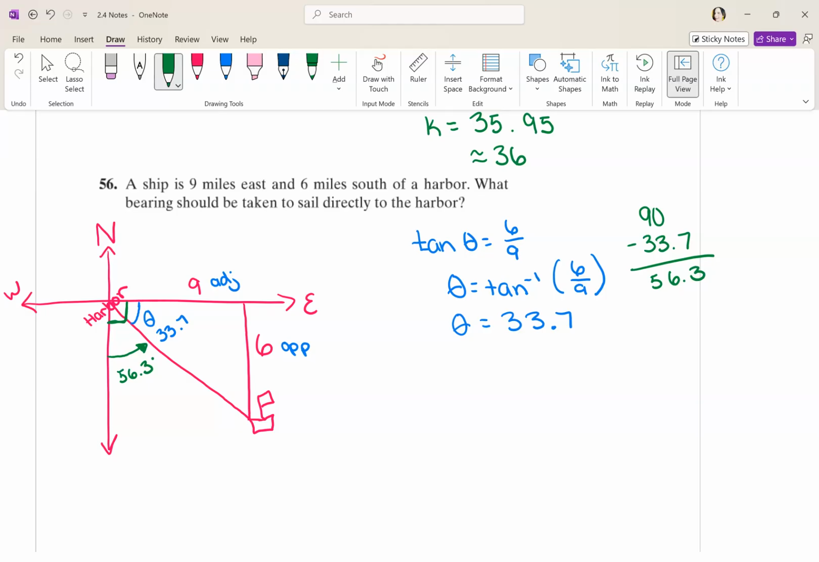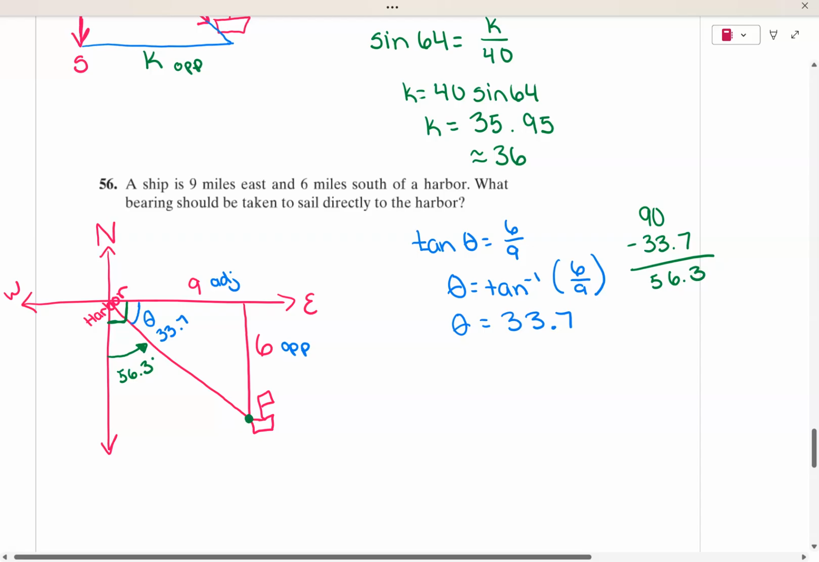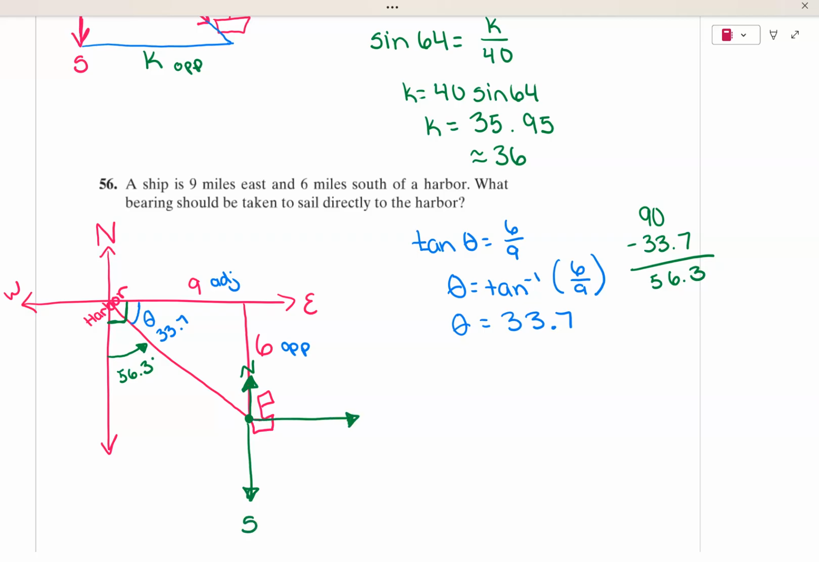Okay, so let's see what the question is actually asking. It's saying, what bearing should be taken to sail to the harbor? So what bearing would the ship need to take? Well, let's rethink about it. The ship's right here. So this would be north. This would be south, east, and then west. Okay. So a bearing, remember, it comes off the north line. So I need to know what angle that is. Well, technically we've already found it.